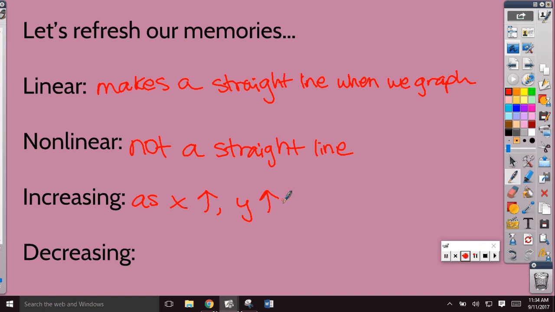So then what's decreasing? As x increases, right? X is always increasing, because we read it from left to right. So as x increases, the y's do what? Decrease. There you go.